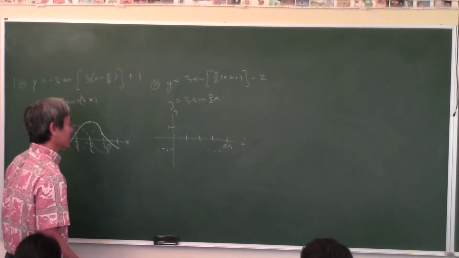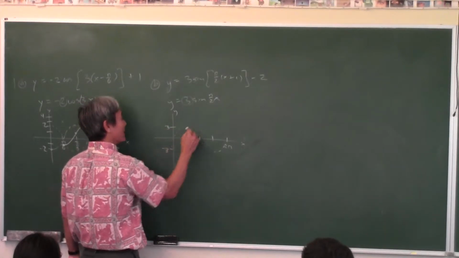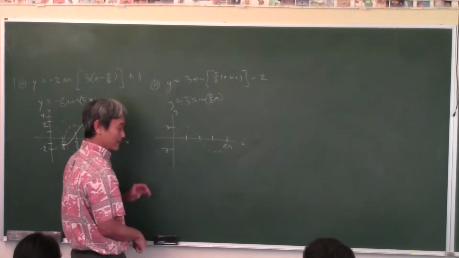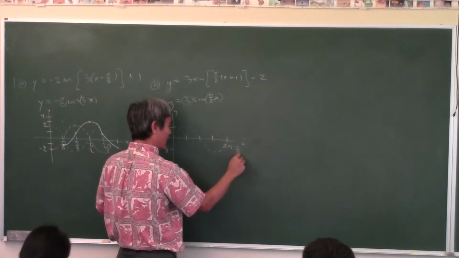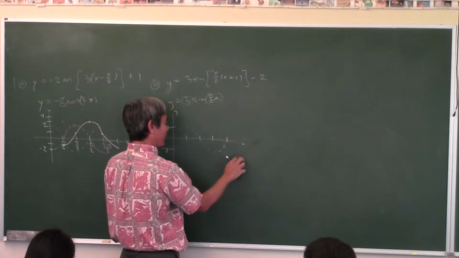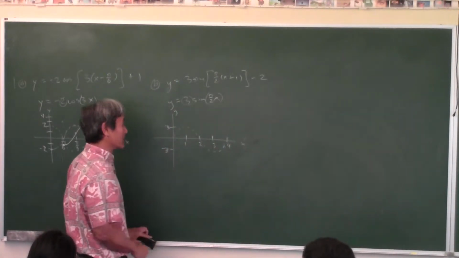Okay, like that. So what does this do to the graph? It multiplies the y's by 3, and that multiplies the x's by 2 over pi. So if you multiply this by 2 over pi, the pi's cancel out, and you get 4. So 4, 2, 1, 3. This is going to be nice.